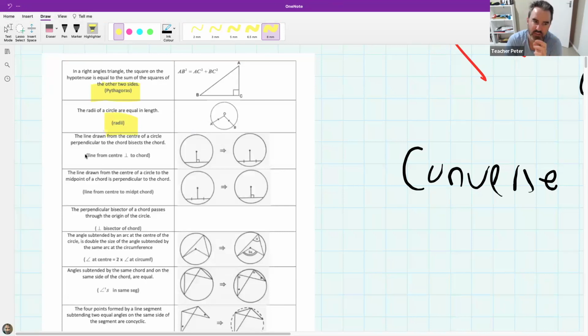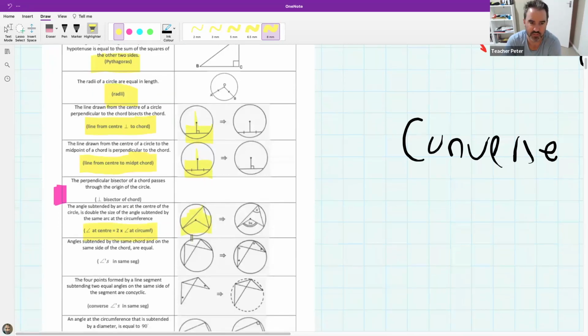We covered this quite recently, that a line from the center perpendicular to the chord cuts that chord in half. There's also the theorem that says a line from the center to the midpoint of a chord, so that's this one, has to meet at 90 degrees. I'm going to leave this one out for now. It's not as common. Then we did the angle at the center is twice the angle at the circumference. So we've dealt with that.